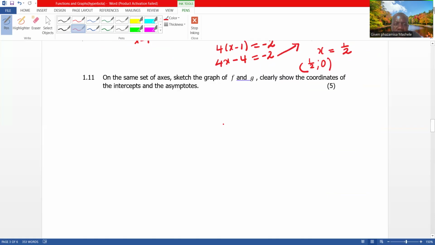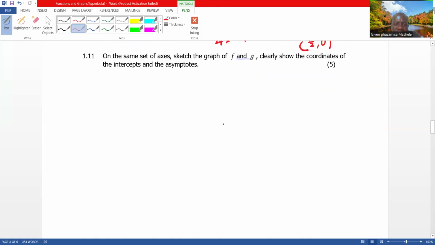Then the second question, 1.11, says, on the same set of axes, sketch the graph of f and g. Clearly show the coordinates of the intercept with the axes and the asymptote. So let's do this.